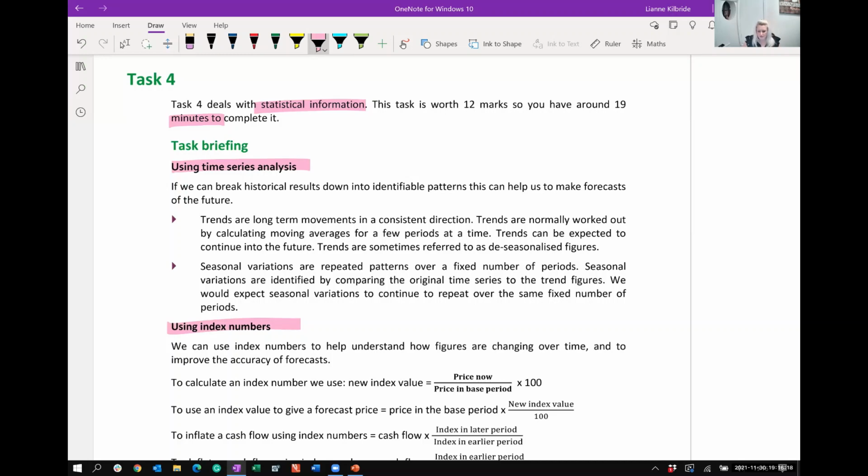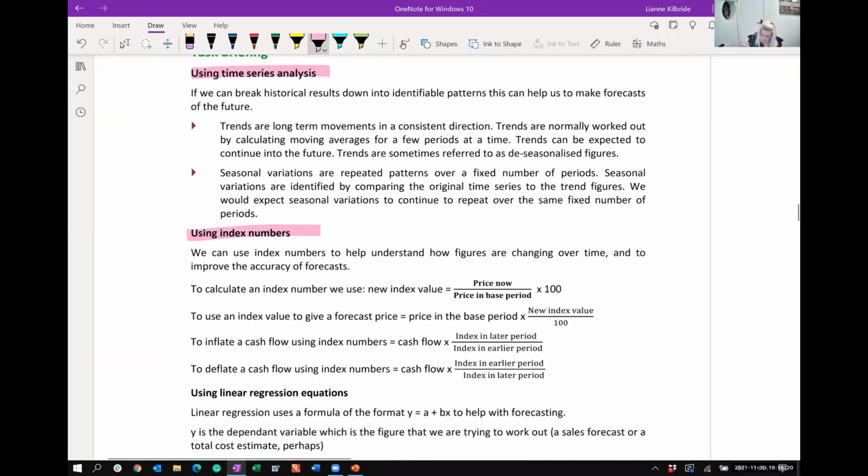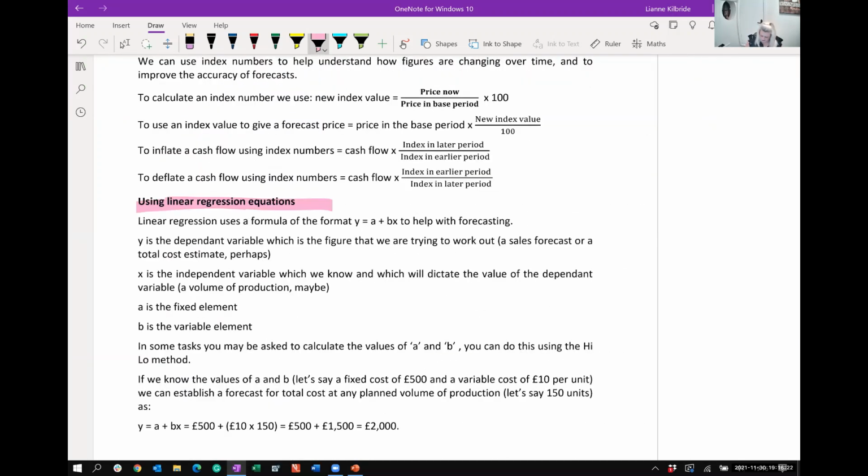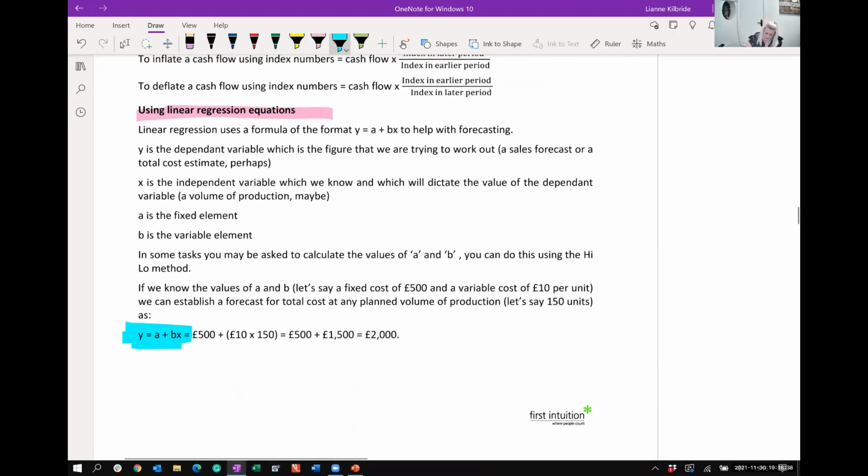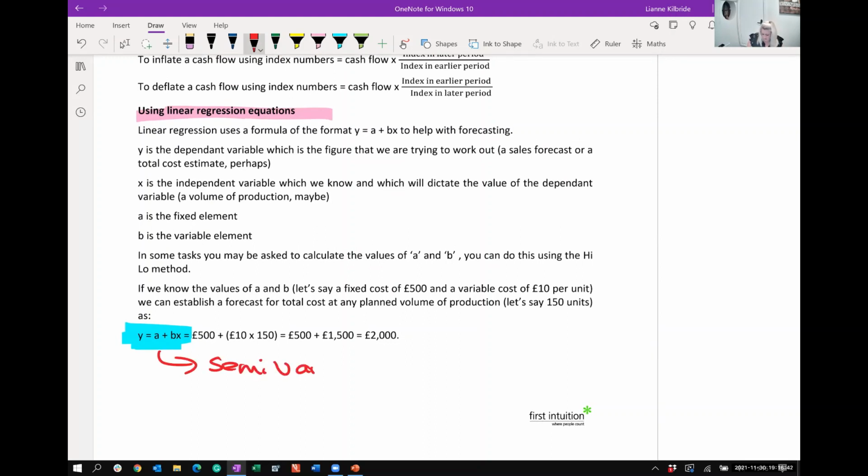You might be looking at index numbers, using linear regression, and just remember, guys, this here is your linear regression calculation, your formula. You are going to need to know the formula. Just to give you the heads up on why you need linear regression: this here is a semi-variable cost. This shows you how to calculate variable costs.